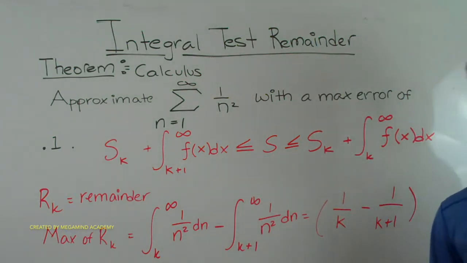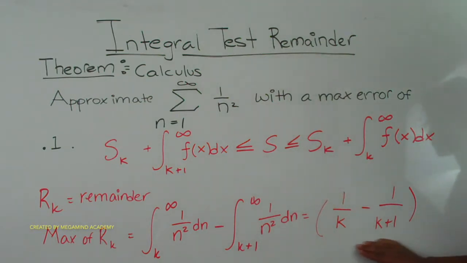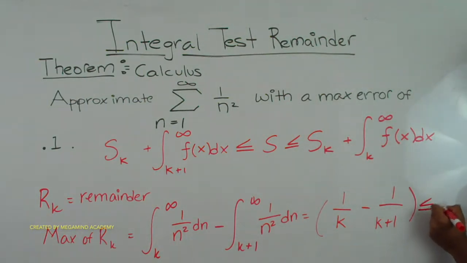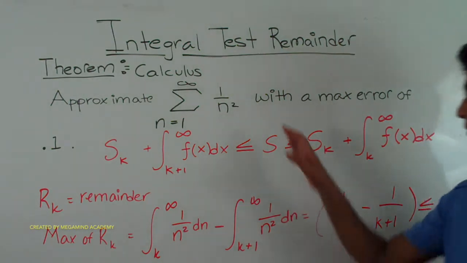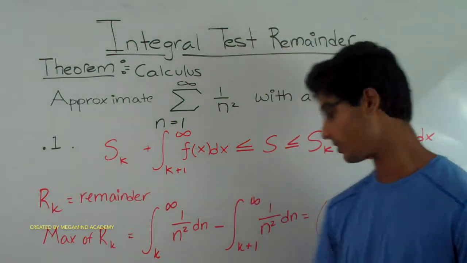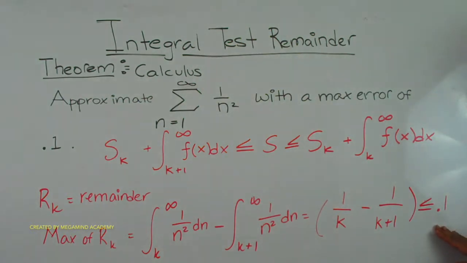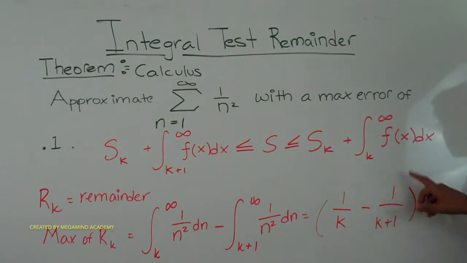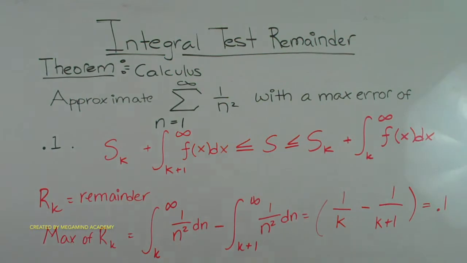So we're done, right? Well, not really. Here we just have this function. We don't actually know what k is. But we do know that this error will have to be less than or equal to 0.1, because in our problem, we want a maximum error of 0.1. So the next step is to set this equal to 0.1 and plug both of these functions into your calculator. One function is 1 over k minus 1 over k plus 1, and the other is y equals 0.1. So do that quickly.